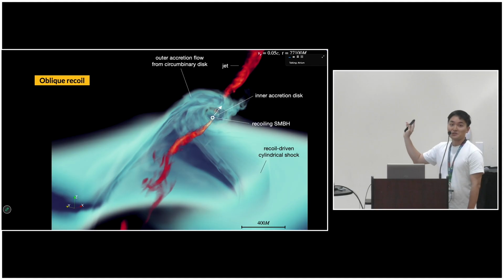And I also wanted to bring this example. It's a really nice example that jets are not always aligned with the black hole's spin. It's really easy to steer them into a different direction by the accretion flow surrounding it at a larger scale.